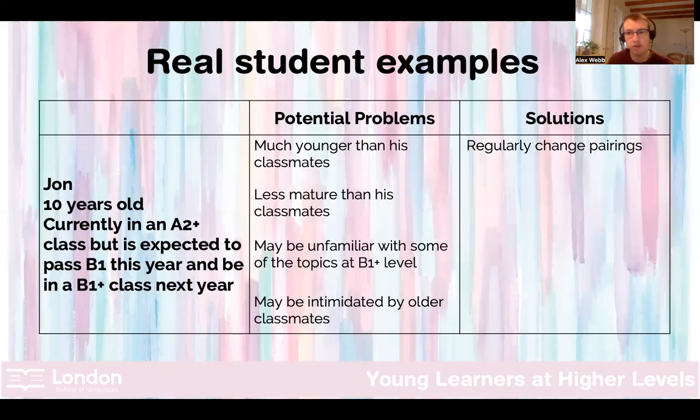And if you find a pairing that works well, then maybe that can be a regular partner for John. And if you can't find a pairing that works really well, just keep changing it up so that no one student is being frustrated by having to work with John the whole time.